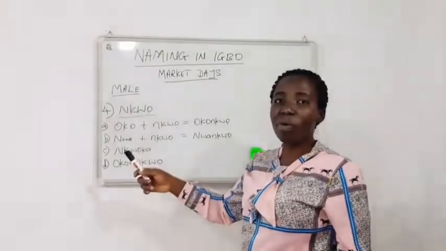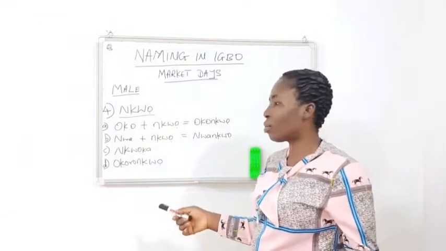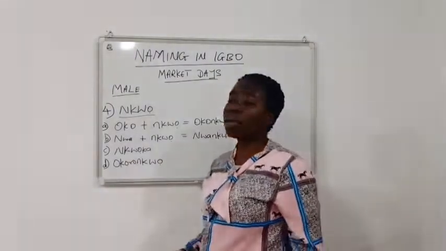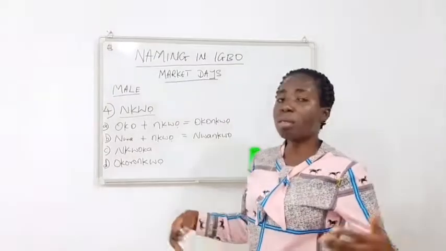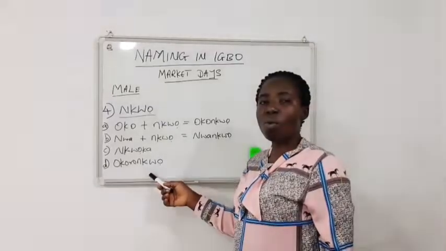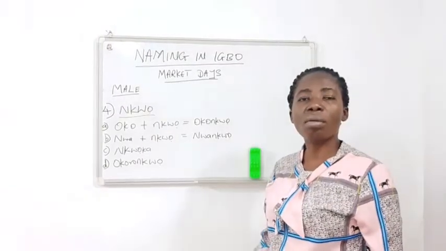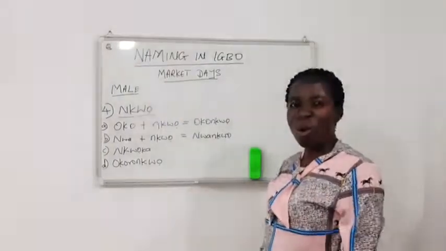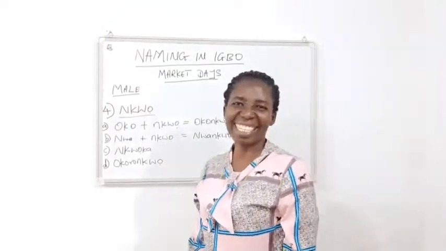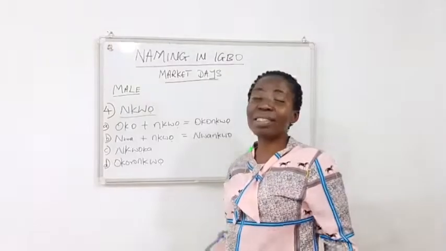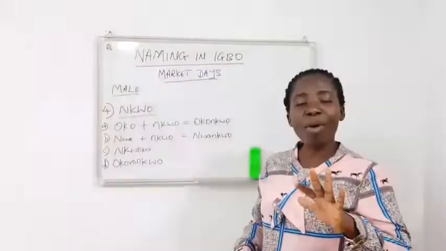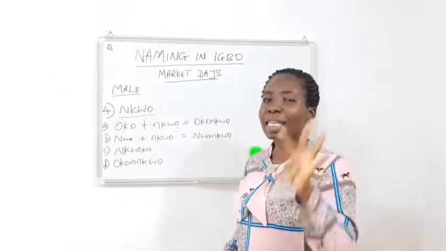Then we have number 4, Nkwoka. Nkwo is greater. We have Okoro Nkwo. Okoro is a male. A young man would be called Okoro. Okoro Nkwo, a man of Nkwo, or boy of Nkwo, child of Nkwo. But just know that Okoro means male. Then Nkwo means the market, the fourth market day in Igbo.